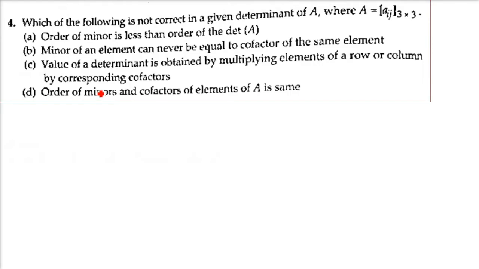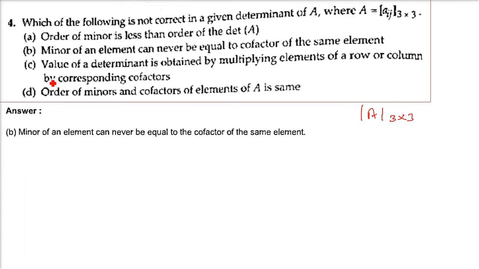Which of the following is not correct in a given determinant of A, where A is equal to Aij and this is a 3 by 3 matrix? So which one is not correct? Now the answer here is B. Minor of an element can never be equal to the cofactor of the same element. See, minor and cofactor, they are just equal up to the sign. What I am trying to suggest is cofactor is just a minor with a sign, and the sign depends on minus 1 to the power i plus j.